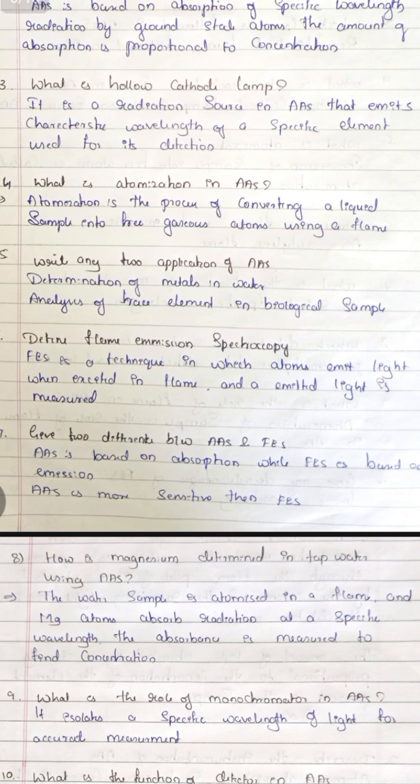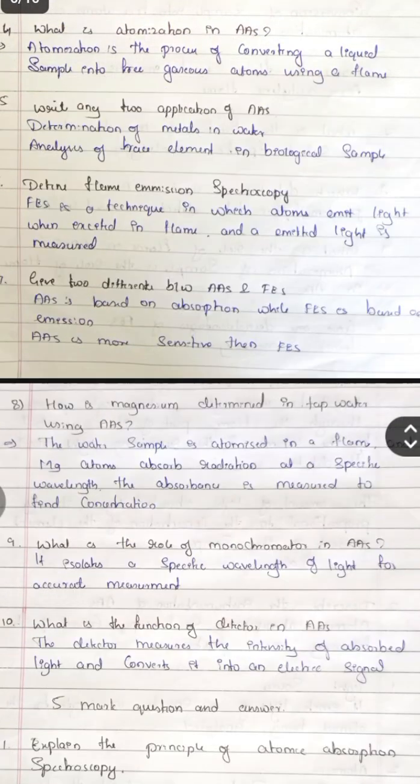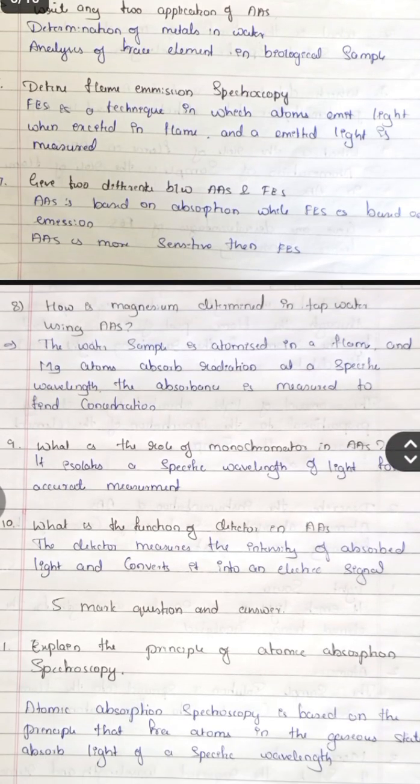Fourth, what is atomization in AAS? Atomization is the process of converting a liquid sample into free gaseous atoms using a flame. Fifth, write any two applications of AAS: determination of metals in water, analysis of trace elements in biological samples. Sixth, define flame emission spectroscopy. FES is a technique in which atoms emit light when excited in a flame, and emitted light is measured.